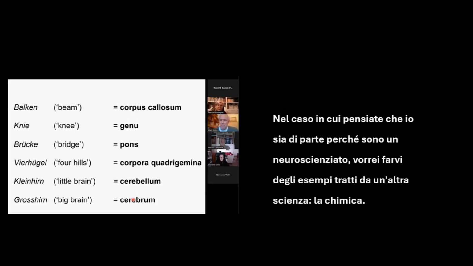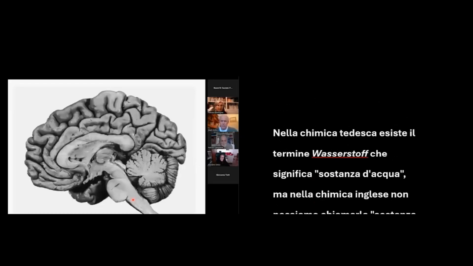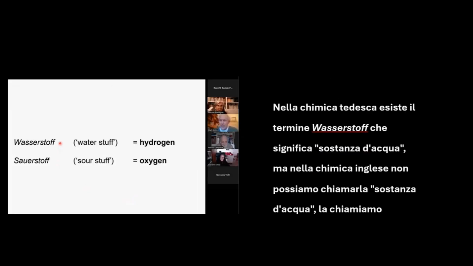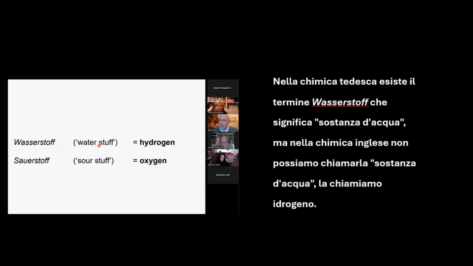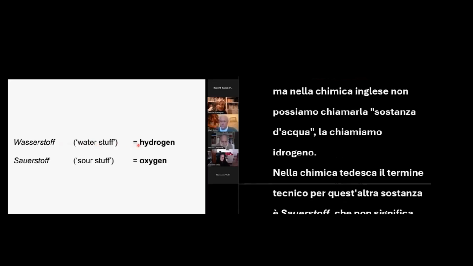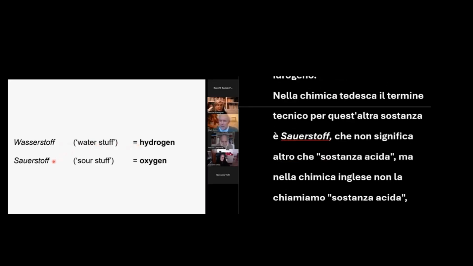In case you think I'm biased because I'm a neuroscientist, I want to give you examples from another science, chemistry. In German chemistry, there's a term Wasserstoff, which means water stuff. But in English chemistry, we don't call it water stuff, we call it hydrogen. The same applies here. In German chemistry, the technical term for this substance is Sauerstoff, which means nothing other than sour stuff. But in English chemistry, we don't call it sour stuff, we call it oxygen.